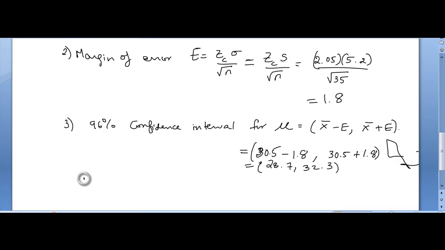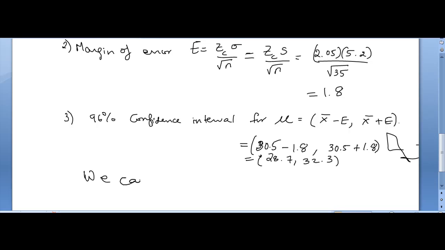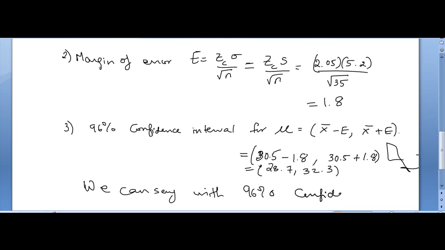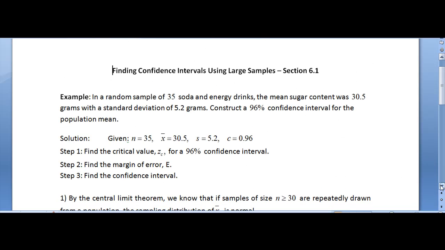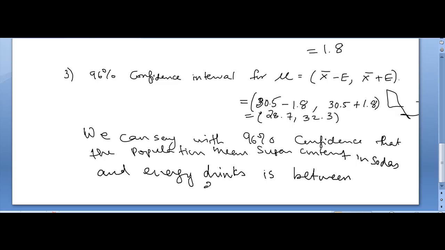So just to write what I just said, we can say with 96% confidence that the population mean sugar content in sodas and energy drinks is between 28.7 grams and 32.3 grams.